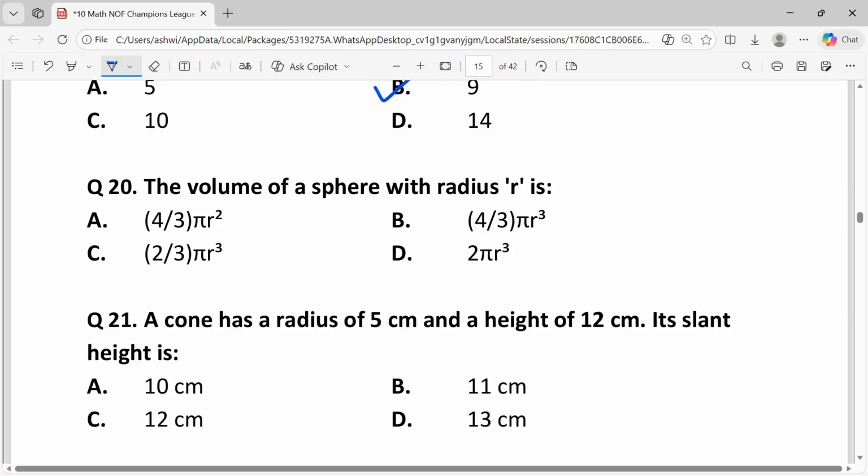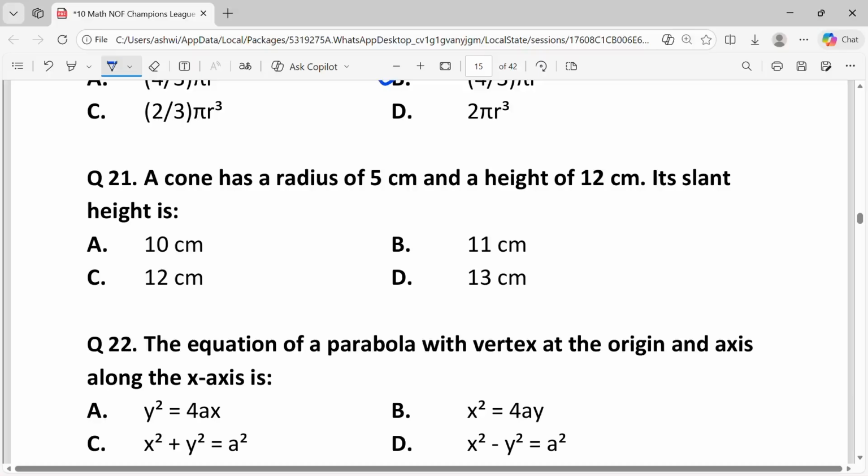Question 20. The volume of a sphere with radius r is, answer B, 4 by 3 pi r cube. Question 21. A cone has a radius of 5 cm and a height of 12 cm. The slant height is?